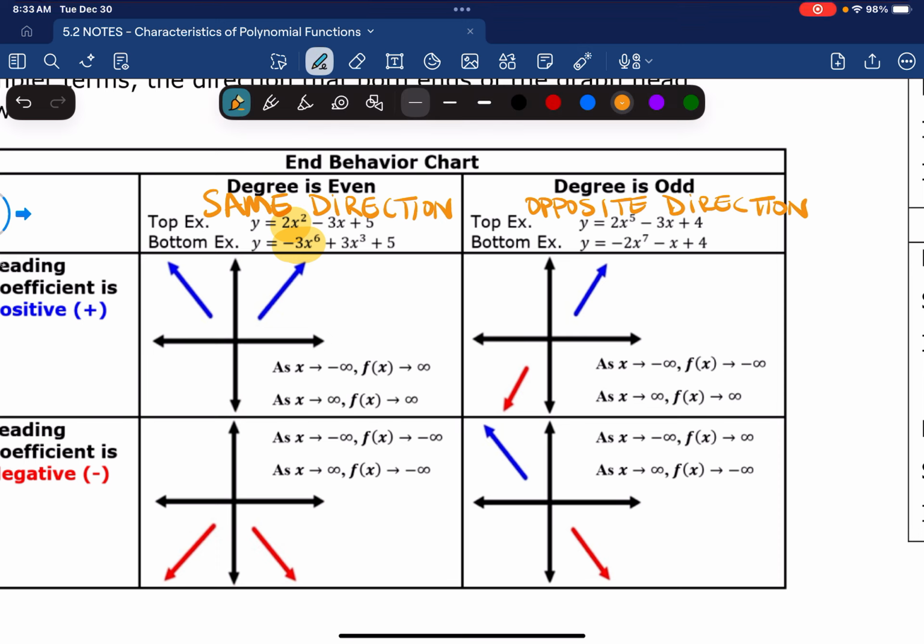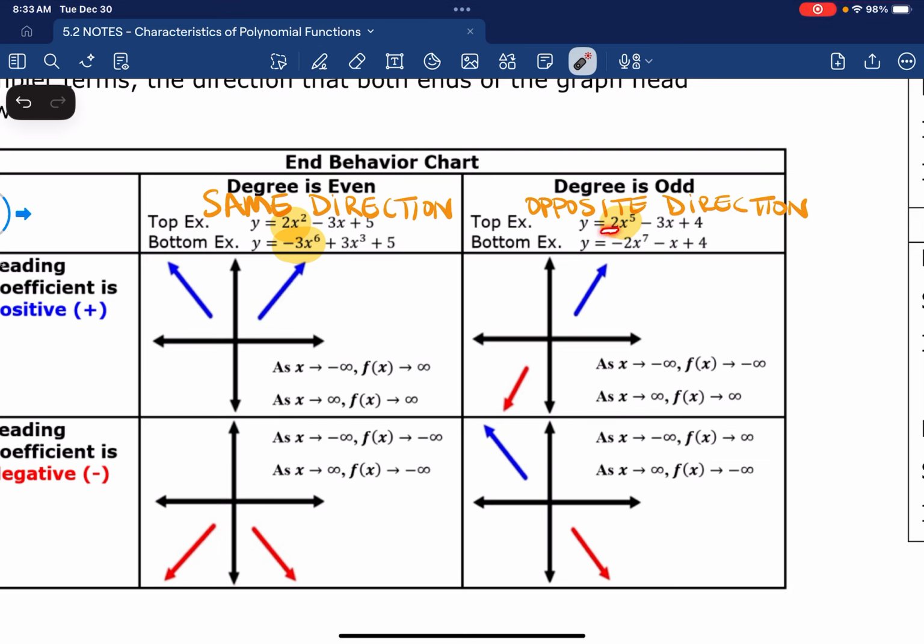So we have 2x to the 5th power. So those are obviously going in opposite directions because the 5th power is an odd exponent. But my leading coefficient is a positive 2. So if I were to connect the two ends of my graph, I would have a positively sloped line, right? That's how you can remember the left side goes down and the right side goes up.